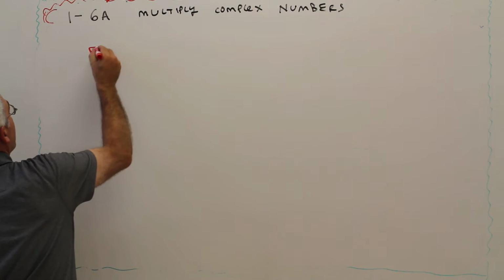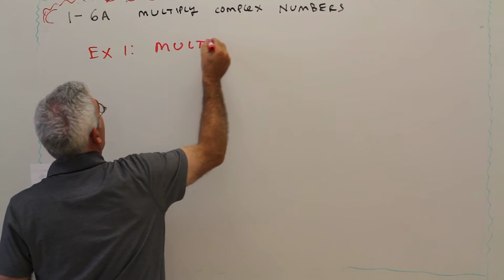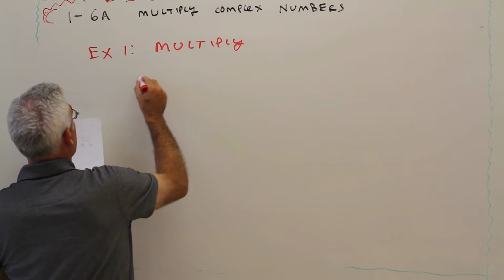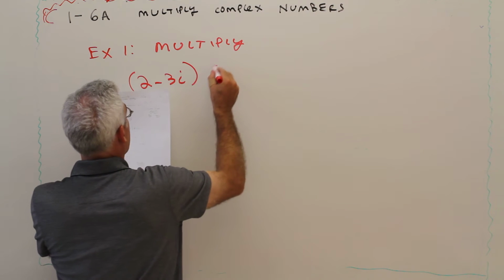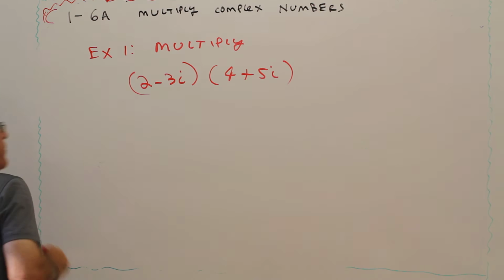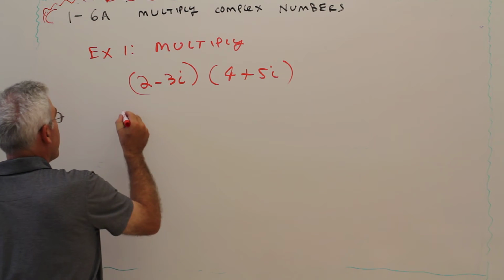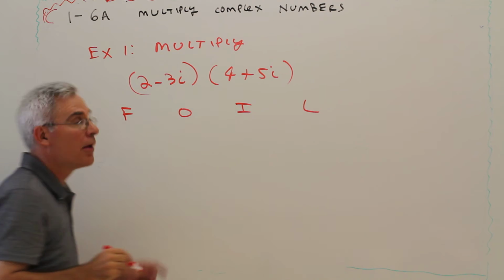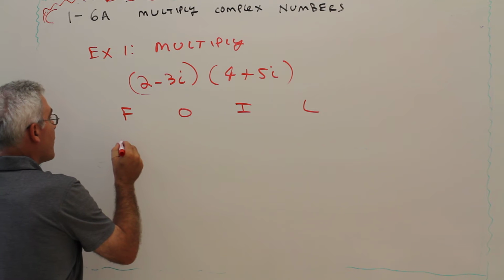Our example will be to multiply 2 minus 3i times 4 plus 5i. All we're going to do is FOIL it. So FOIL, first times first, 2 times 4 is 8.